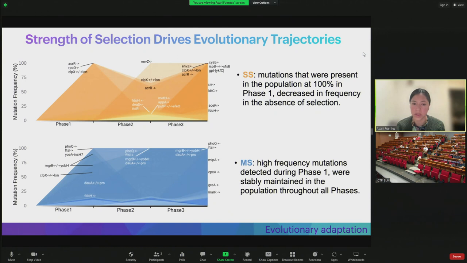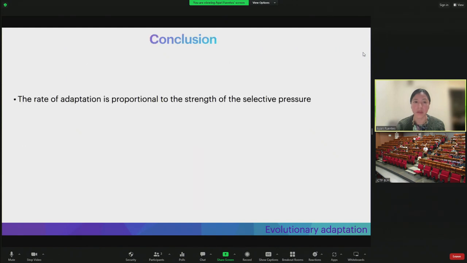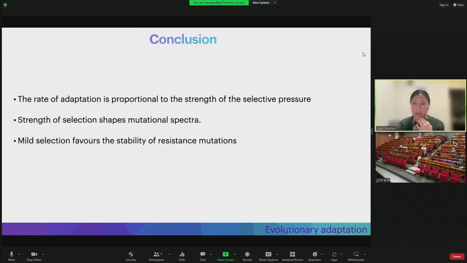They didn't decrease for phase two, and then for phase three we have more mutations, but the mutations actually were maintained. It's like this mild selection of antibiotic is like having a memory, that it doesn't have the strong selection. So just to conclude this part, the rate of adaptation is going to be proportional to the strength of selective pressure. This strength of selection is going to shape the mutational spectra. The mutations are going to depend on the evolutionary history, the time at which the bacteria were subjected to antibiotic and how much antibiotic they see.